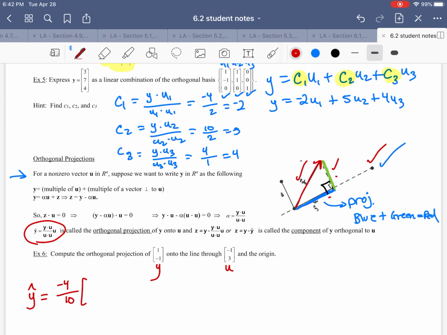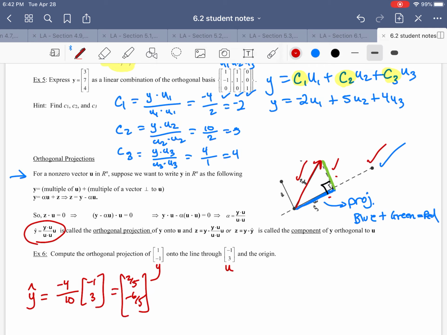And then that's all multiplied by u again, so multiplied by negative 1, 3. All right, so that's negative 2/5 times negative 1, 3. So let's see, when I do that, I get 2/5 for my first part and then negative 6/5.